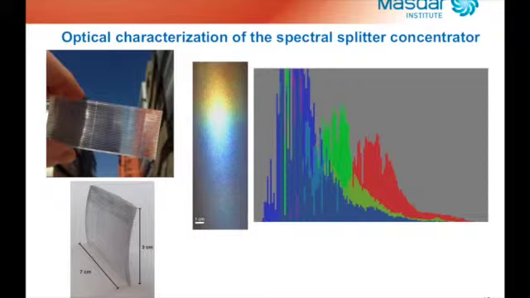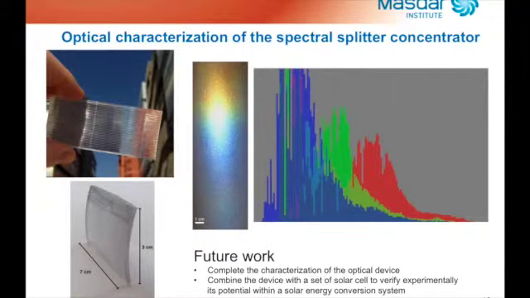So the next step and the future work will be to complete the characterization of the optical device and to determine if there are discrepancies between what we obtain experimentally and what we determine with the simulation, and finally to combine the device with a set of solar cells to verify experimentally the result of the simulation that we have seen before.